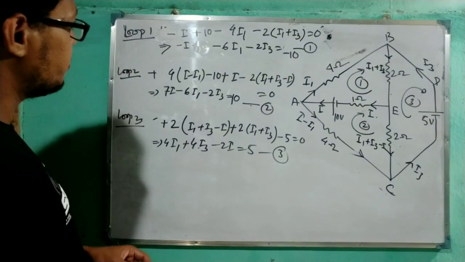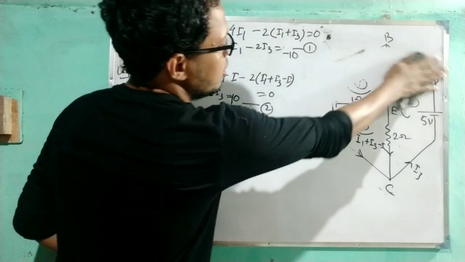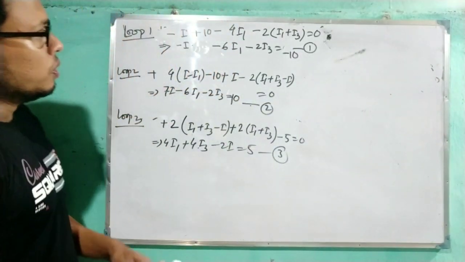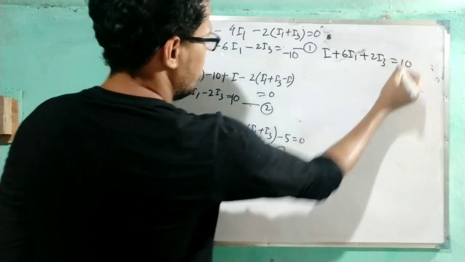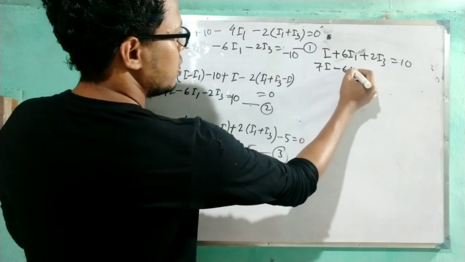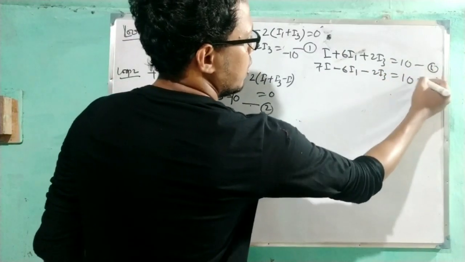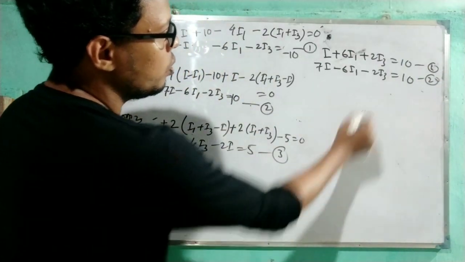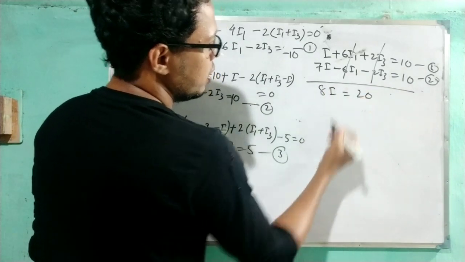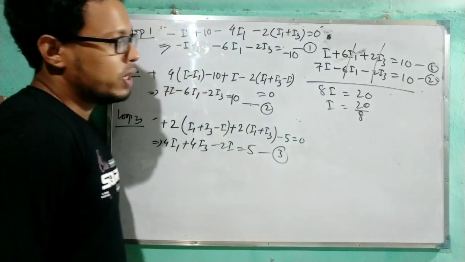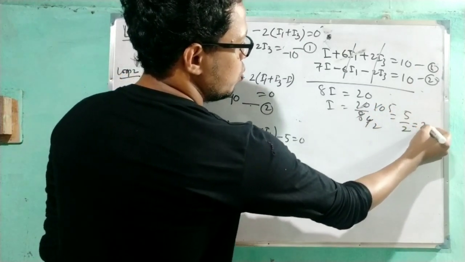That 3 equations we got. Now you have to solve it. How will you solve? I am writing the equations over here because the space is very short. This equation we can write as I plus 6I1 plus 2I3, which will be 10, and here 7I minus 6I1 minus 2I3, which will also be 10. Now, this is equation 1, this is equation 2. From here we can find out the value of I, because 2I3, 2I3 and 6I1, 6I1 cancel. So 8I will be 20. So I will be 20 by 8, which is 5 by 2, which is 2.5 ampere.